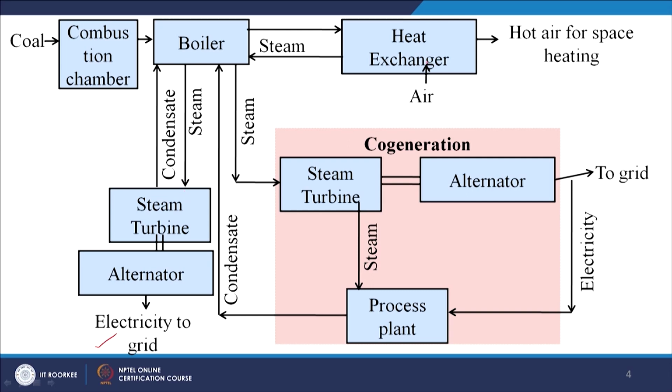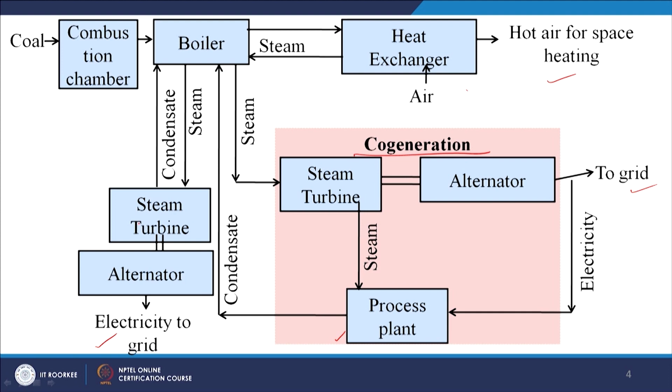Another is steam to heat exchanger, then hot air for space heating. That is also one option. Or there is the combination of both heat and steam, then electricity. Steam is coming, the steam turbine generates electricity and supplies it to the grid, and this steam is also used in the process for heating purposes. This is called cogeneration, when we are using both electricity as well as heat in the plant.